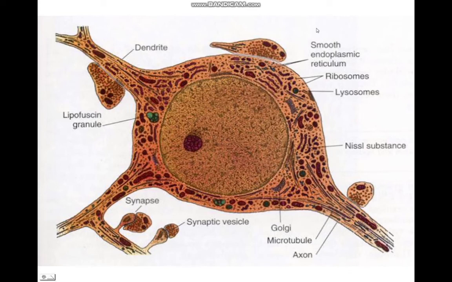So this is the perikaryon. You can see the owl's eye appearance, the nucleus, all the usual smooth endoplasmic reticulum, the ribosomes, the lysosomes, the Nissl substances, and you can see the dendrites, which are these cytoplasmic extensions around the body. And there is a long cylindrical process of uniform diameter that runs downwards. This may attain a length of 100 centimeters, and this is the axon.